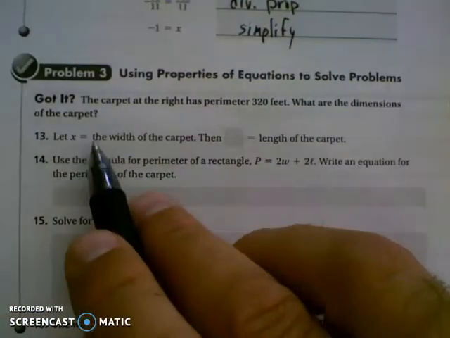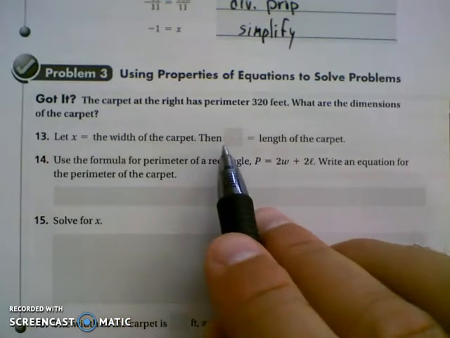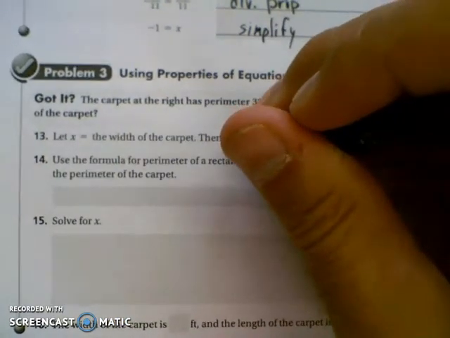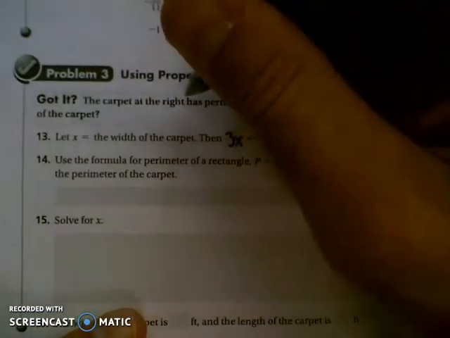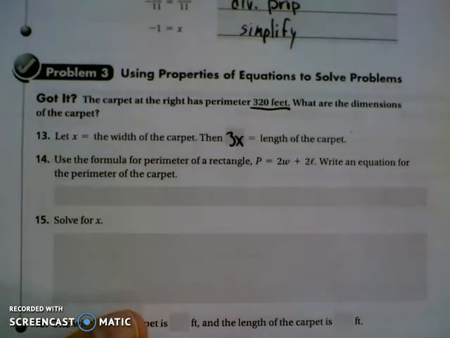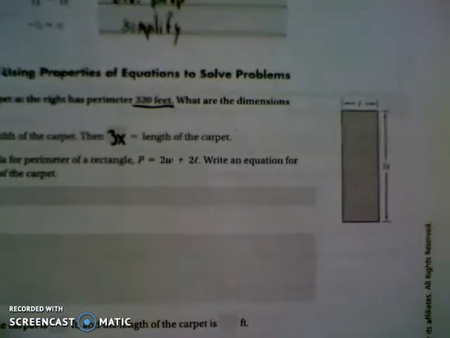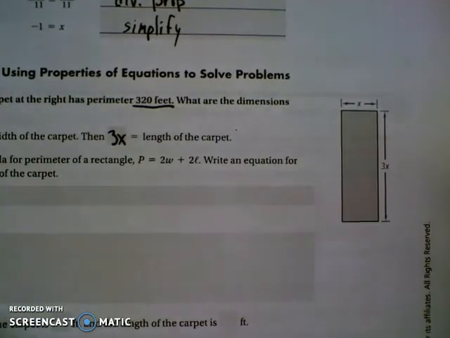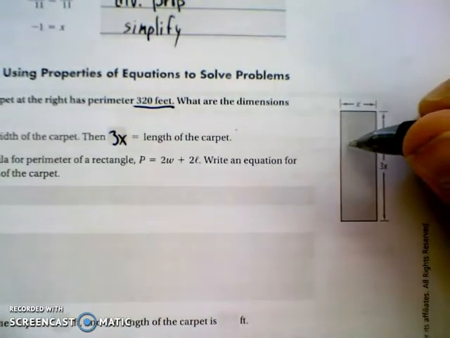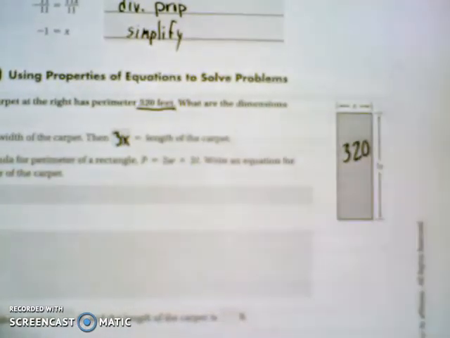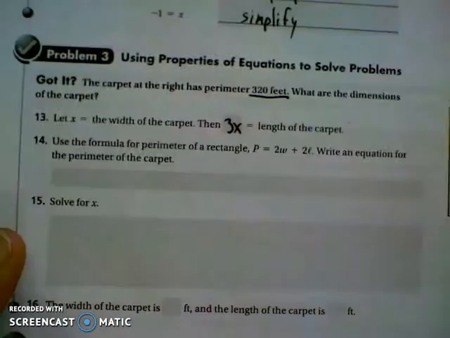So let x equal the width of the carpet. Then 3x equals the length of the carpet. The carpet at the right has a perimeter of 320 feet. So here's the carpet at the right. It has a perimeter of 320, so the whole thing equals 320. What are the dimensions of the carpet?